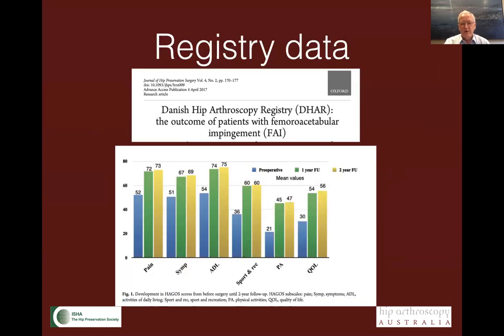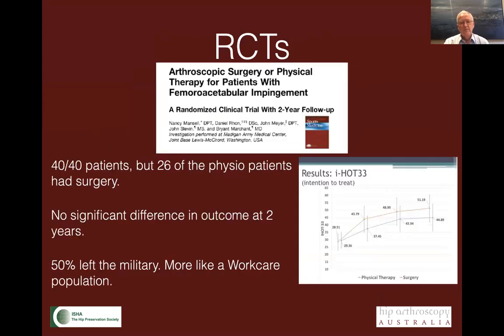There are registry data available from both the Danish registry seen here and the UK registry, which is similar. And again, these show improvement in the various domains of the Hagos score, which has improved significantly at 1 year and continues to be maintained and indeed improve a little more at 2 years, as we saw previously with our group. There are a number of RCTs now which show similar findings. I won't dwell on all of them.